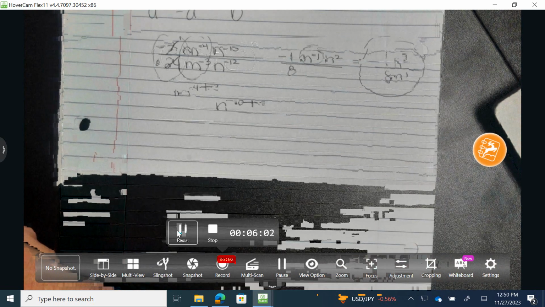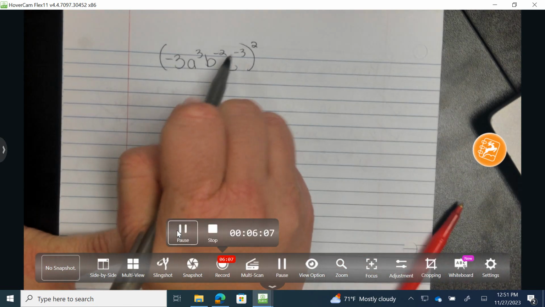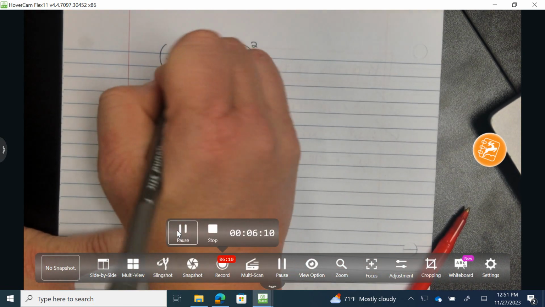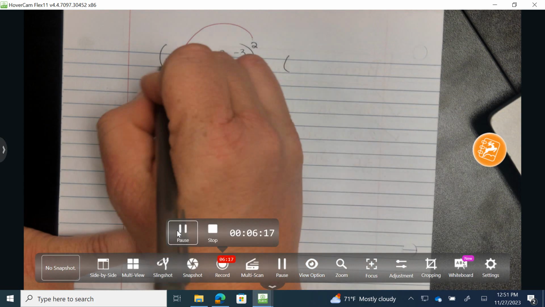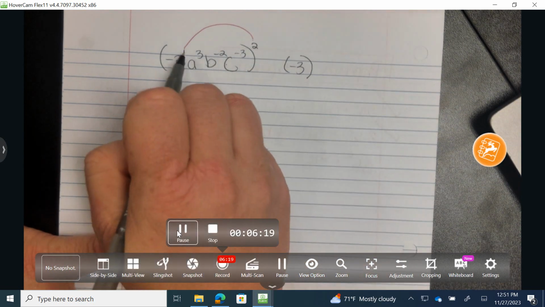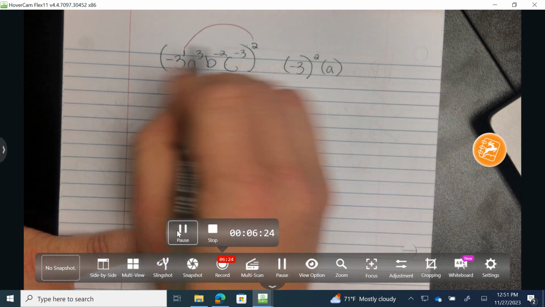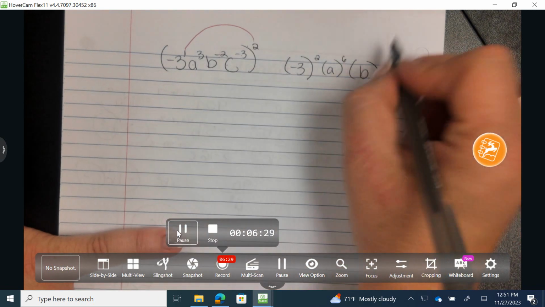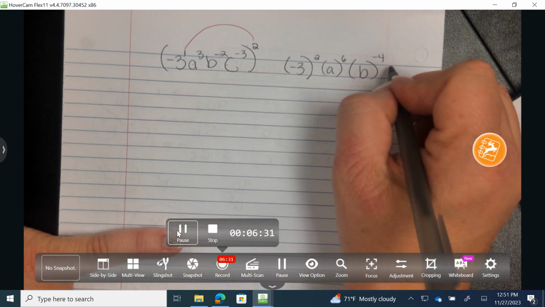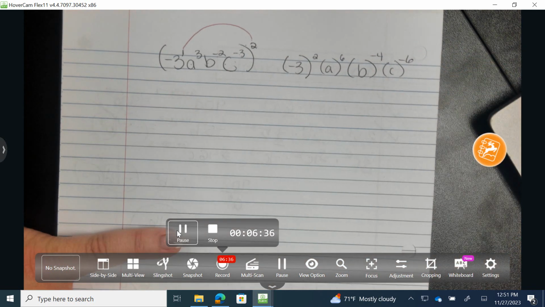Okay, in this problem we are going to distribute. Now before I distribute, I'm going to look at the exponents. C has an exponent, B does, A does, but I don't see one for negative 3. It's a hidden 1. Now when I distribute, each time I distribute, I'm going to multiply. Negative 3 came from parentheses, so it will remain in parentheses. 1 times 2 is 2. And then I have A, 3 times 2 is 6. And B, negative 2 times 2 is negative 4. And C, negative 3 times 2 is negative 6.